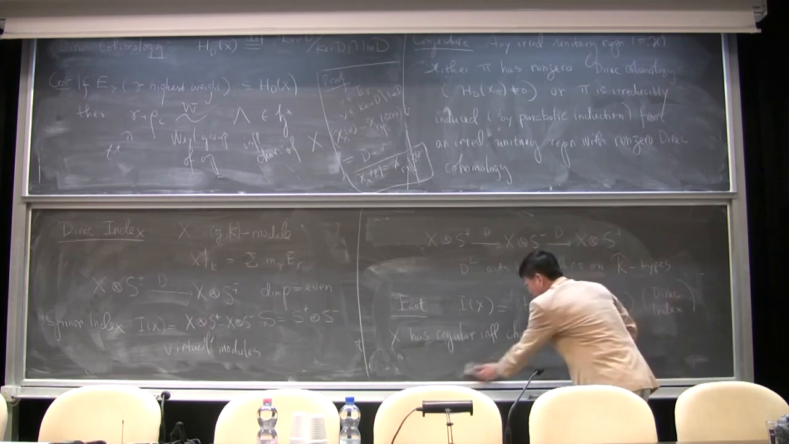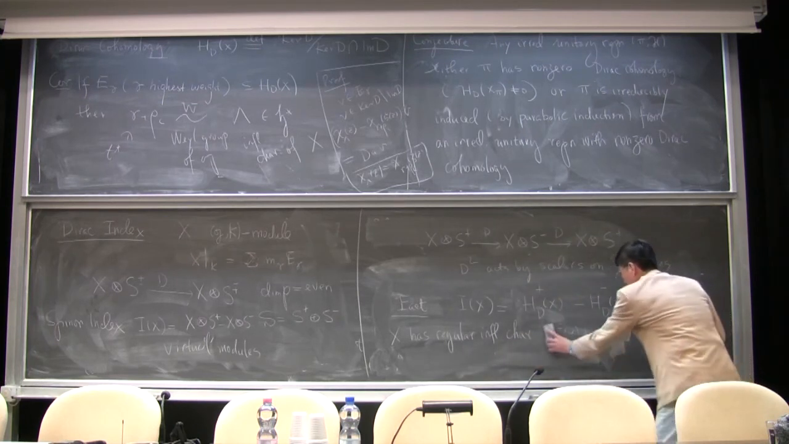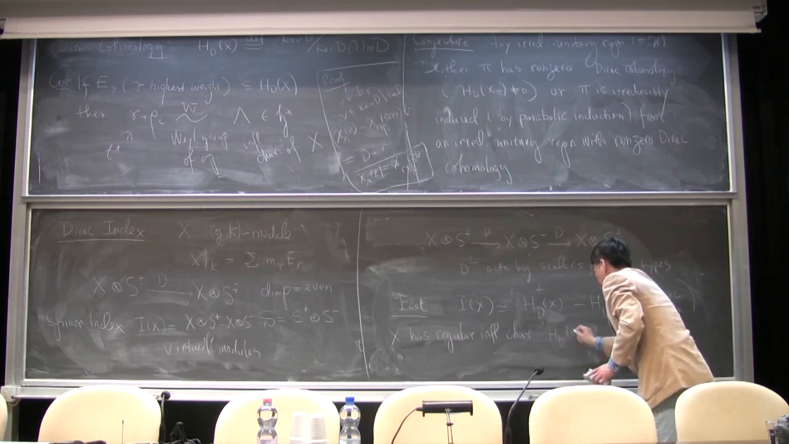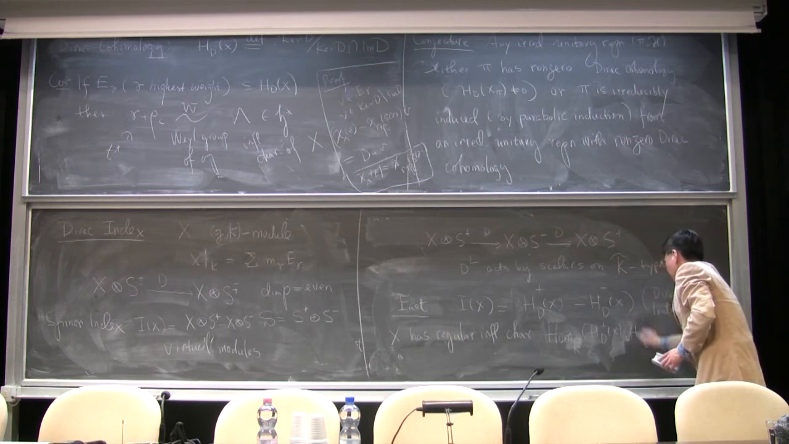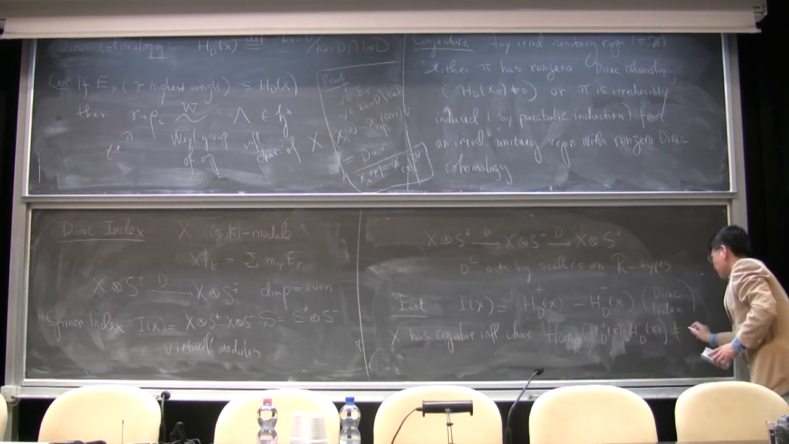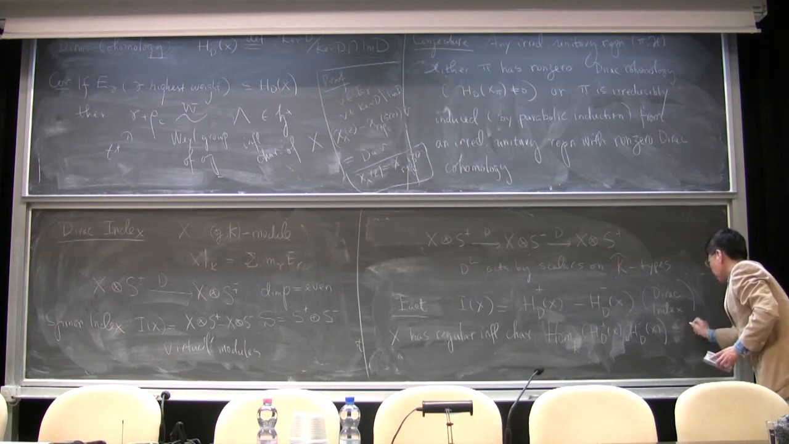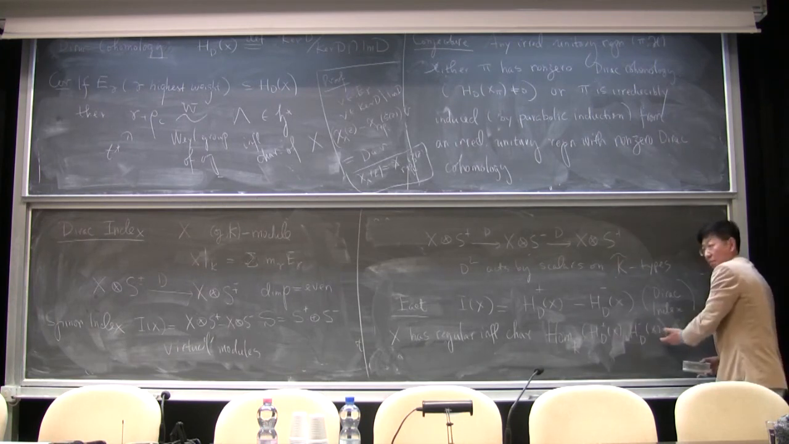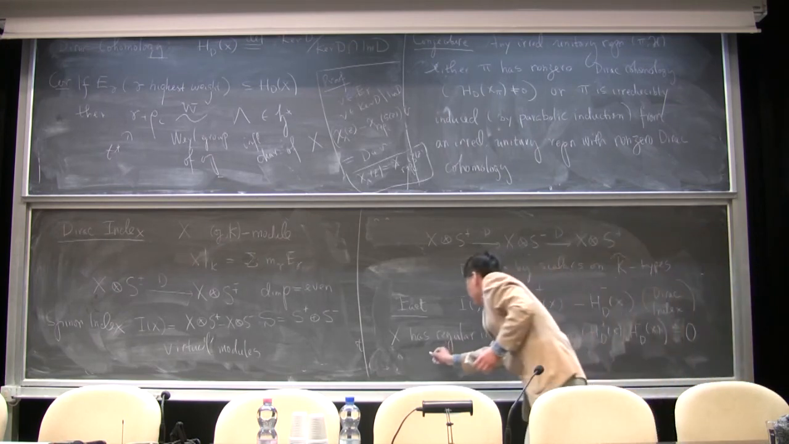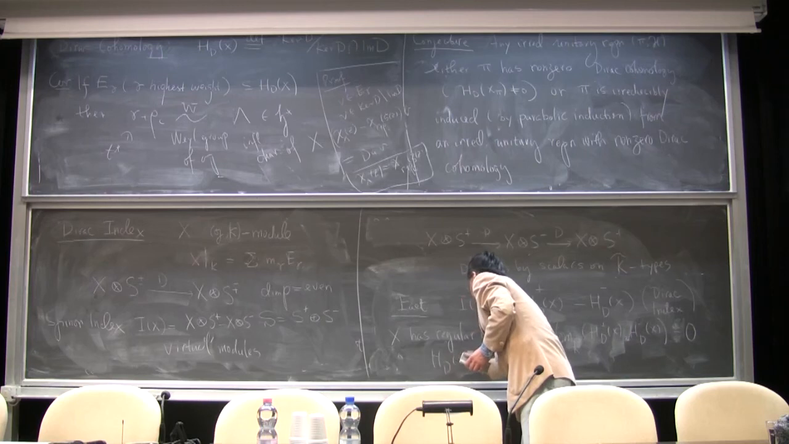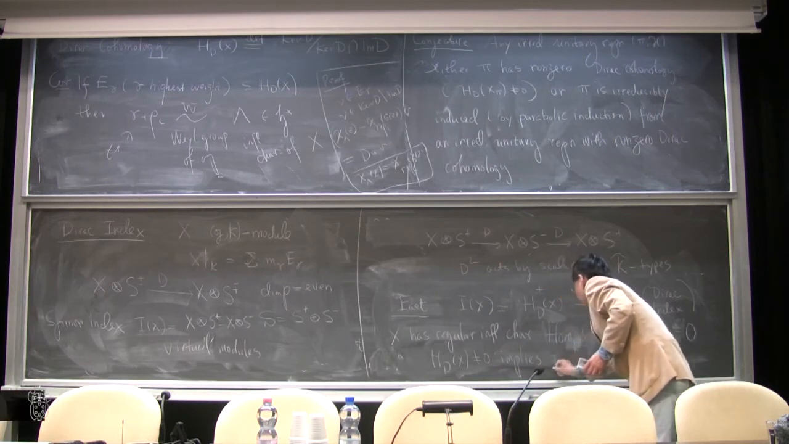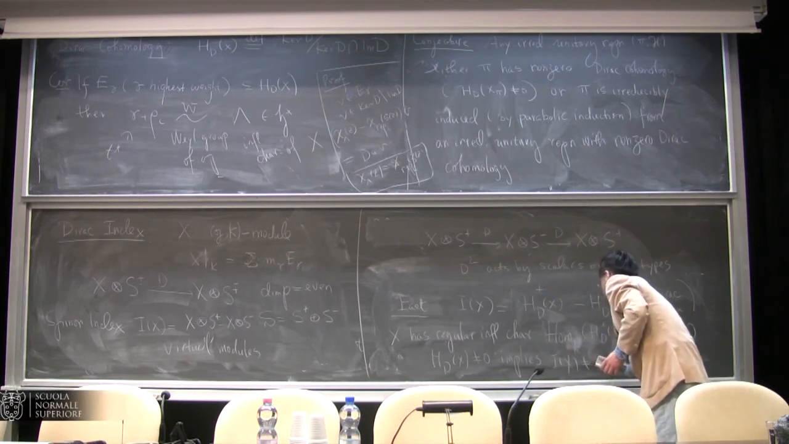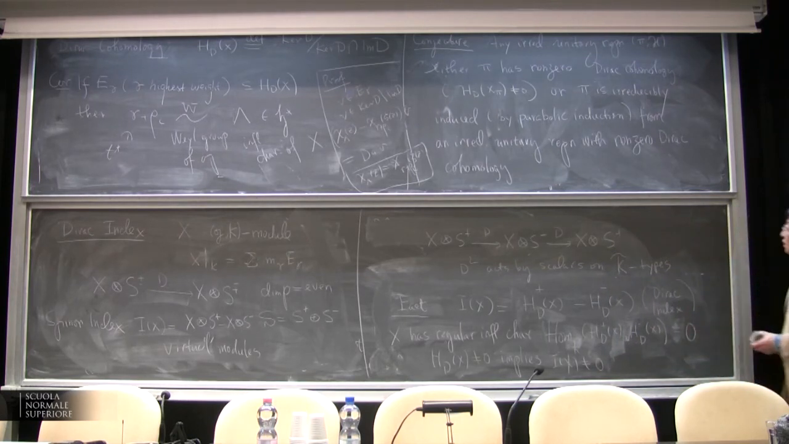If it has a regular infinitesimal character, in the other direction it's also true. If H_D plus and H_D minus have no overlap, the even part and odd part have no overlap, this means that if Dirac cohomology is not zero, it also implies the Dirac index is not zero. With no overlap, you cannot cancel.